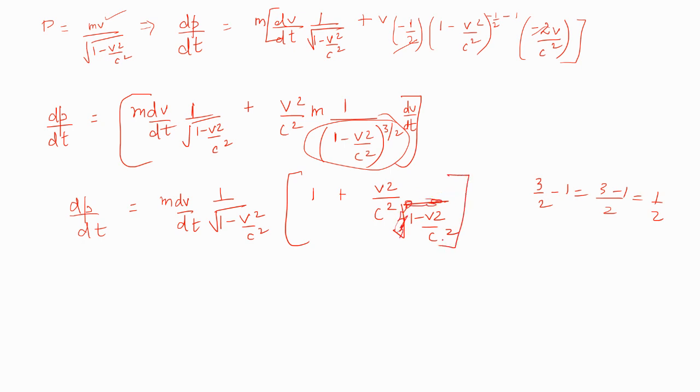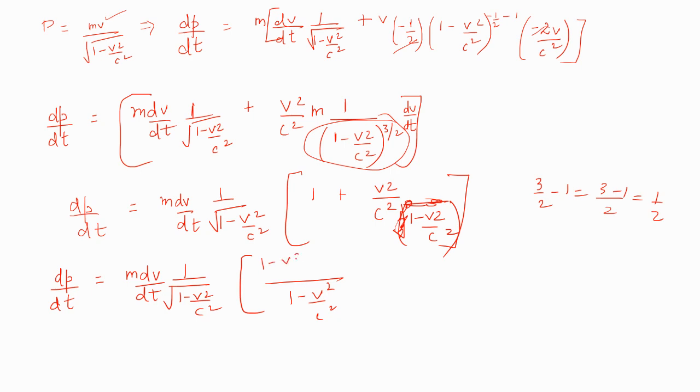Square root, yes. dp by dt is equal to m dv by dt under root 1 minus v square by c square. Then take the denominator of this: 1 minus v square by c square. Here you will get 1 minus v square by c square plus v square upon c square, right? So this will cancel each other.